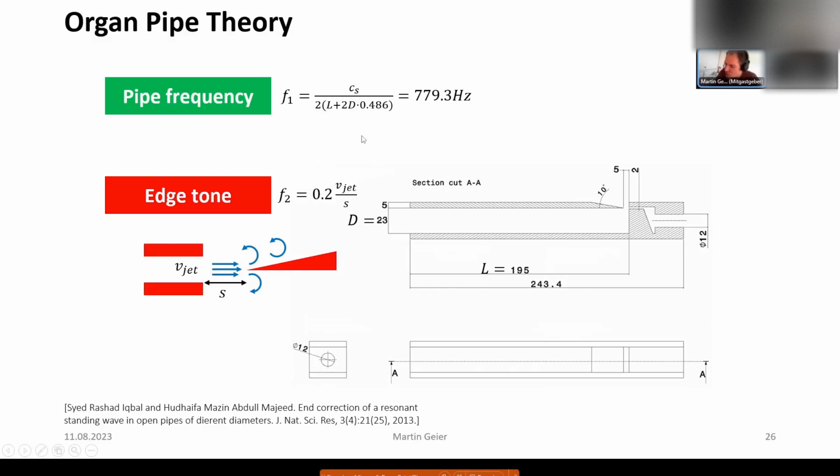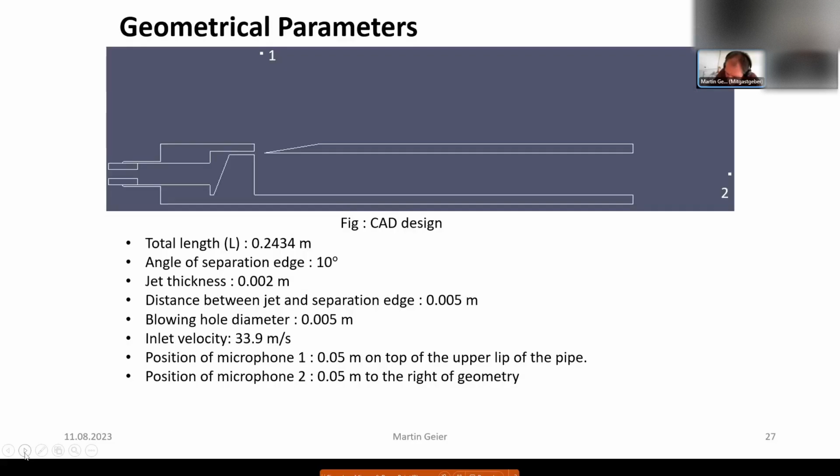Or you can overblow, and then you get the next harmonic. If you're familiar with musical instruments, for example the horn, there's nothing that you can press there. You can blow, and then blow harder, and you get the next overtone. This is basically the way it's done. We discretized this very finely because we have to resolve the edge here, otherwise we don't get the edge tone.